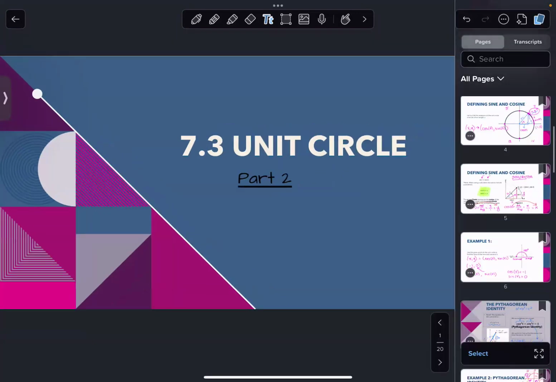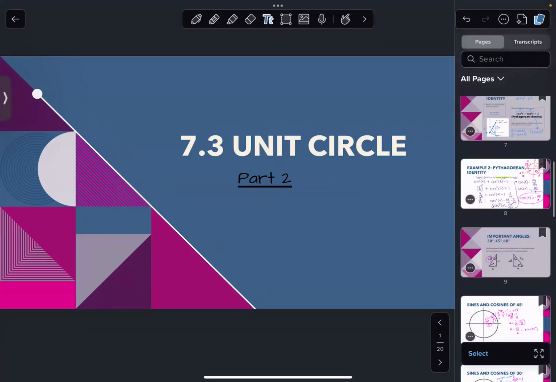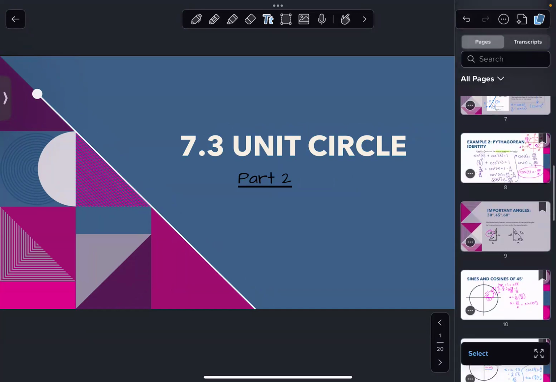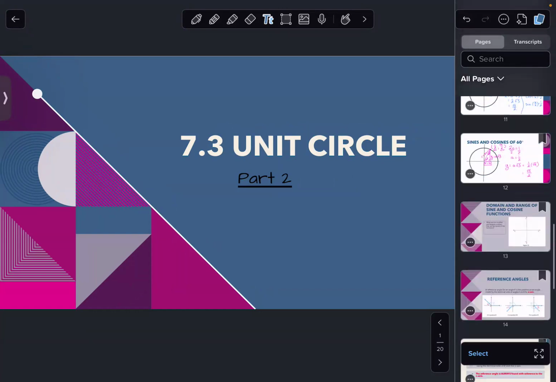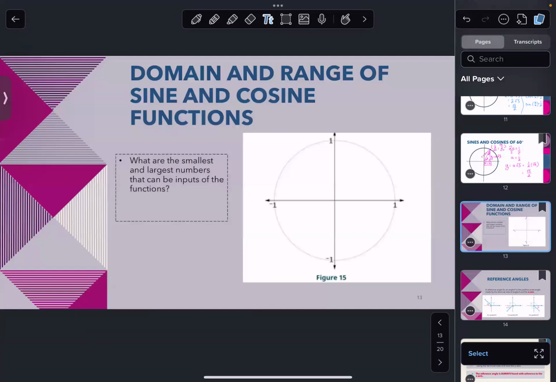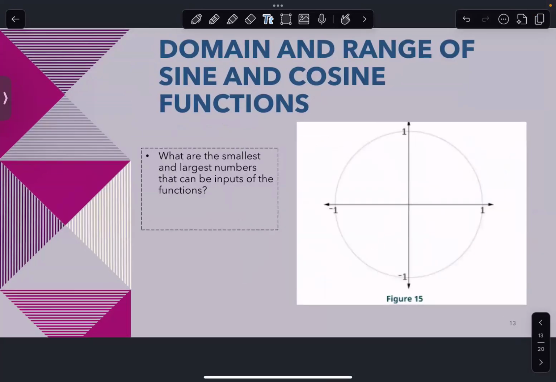Last time we covered everything about the important angles, and we also derived sine and cosine of 45, 30, and 60 degrees. So now I'm just going to pick up where we left off, which is going to be finding the domain and range of sine and cosine functions.